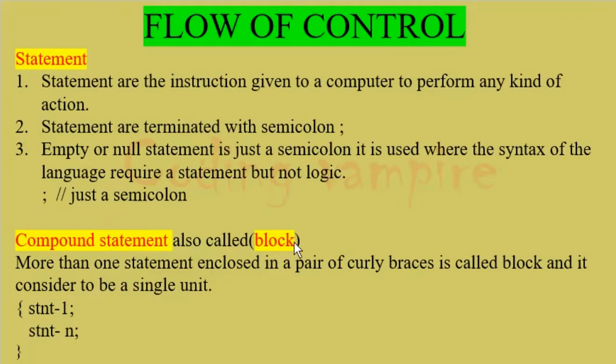Compound statement, also called block. More than one statement enclosed in a pair of curly braces is called a block, and it is considered to be a single unit. In my previous tutorial, I've been writing void main, then opening a curly brace, and after the program is completed, closing the curly brace. Everything within a curly brace is called a block, and it has n number of statements. That is, you can have as many statements as you want.